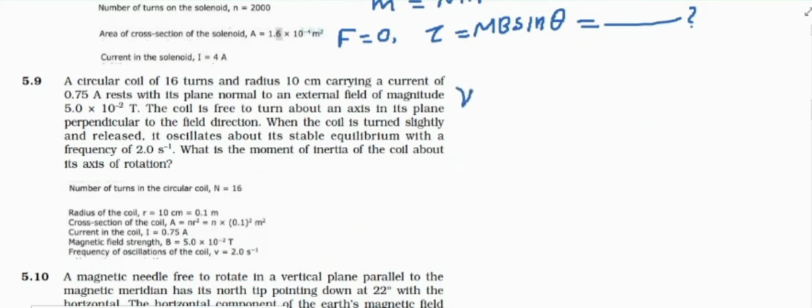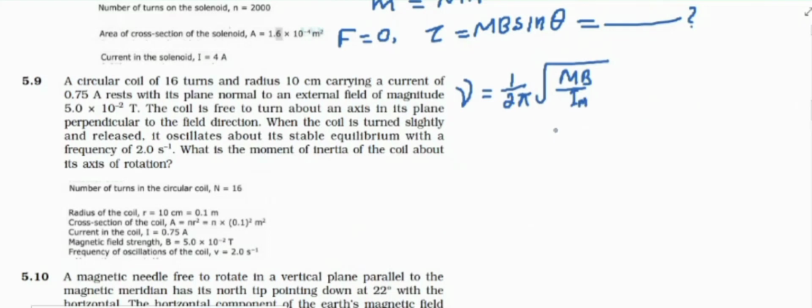We have frequency nu is equal to 1 by 2 pi into under root of MB by I, where I is the moment of inertia. I is the moment of inertia, which we can write as Im to avoid confusion.